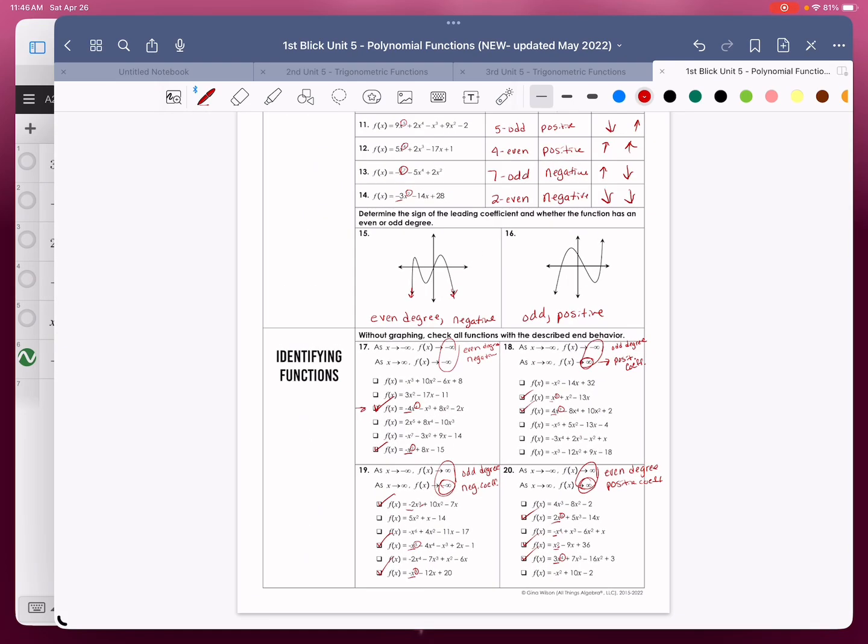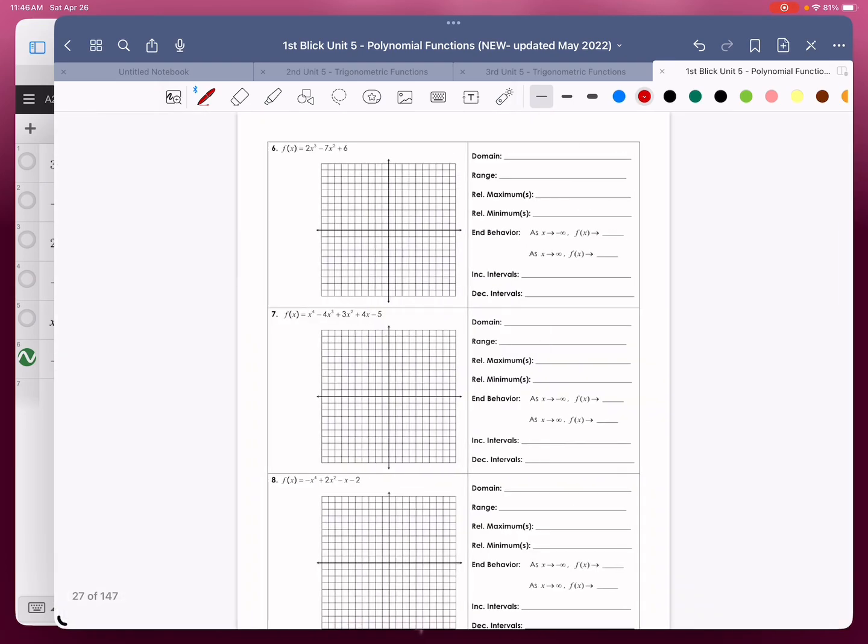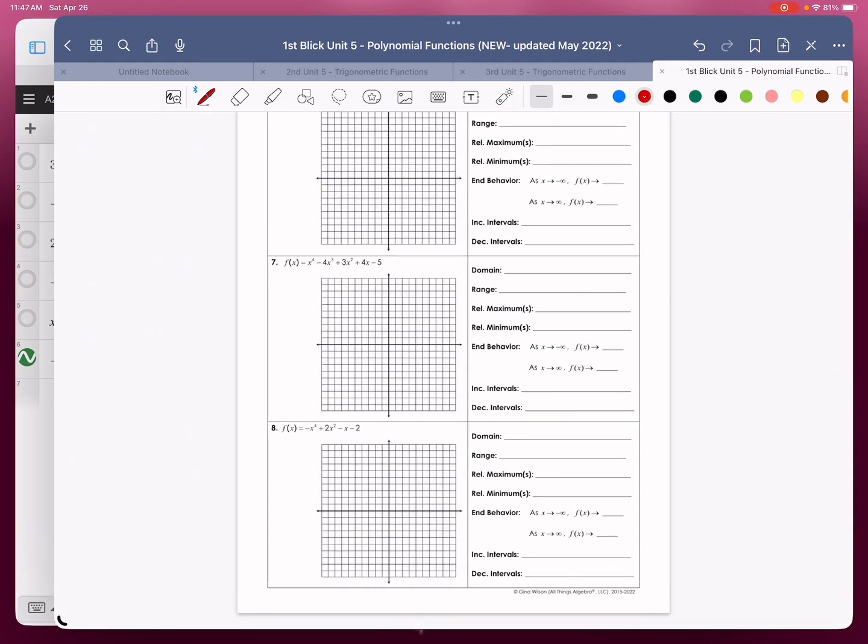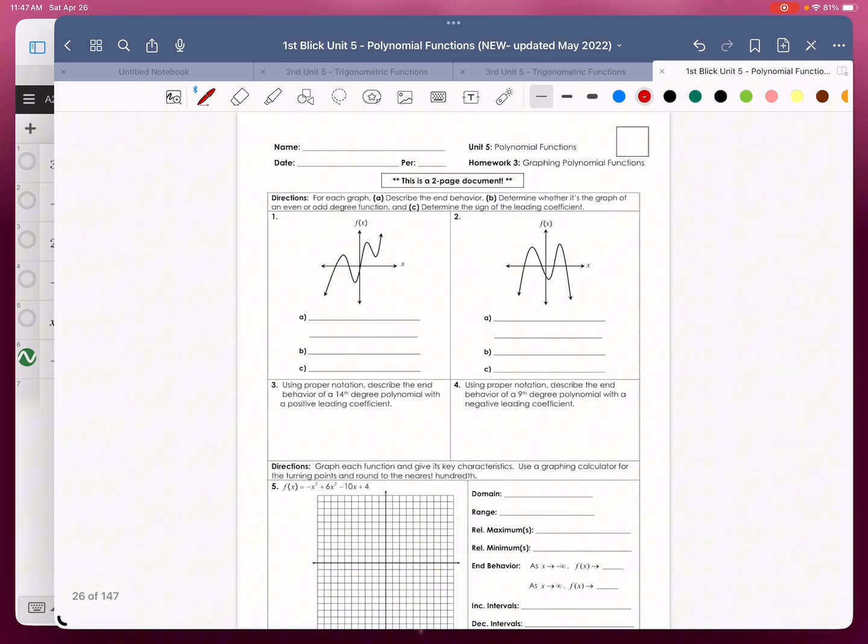And that is all. Okay, now you have a document that you can practice this on. So feel free to use Desmos to graph any of those and then analyze, and let me know if you have any questions.